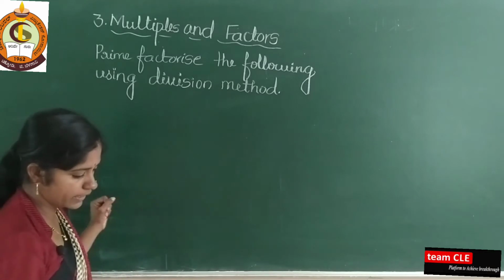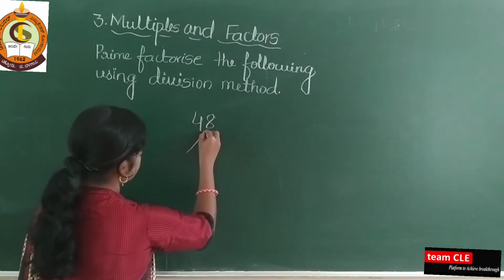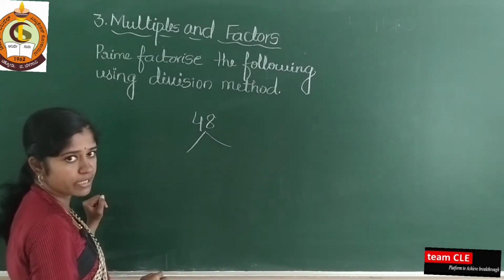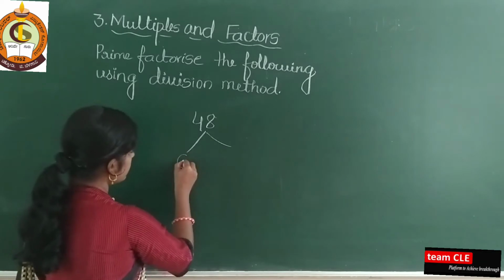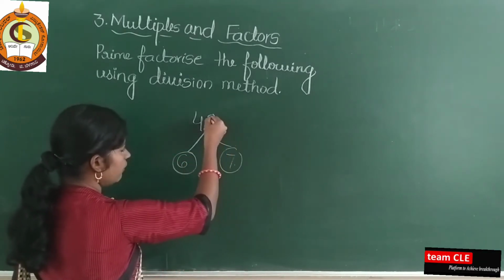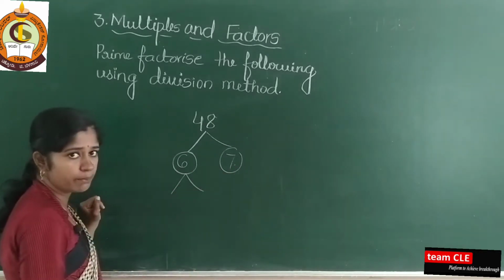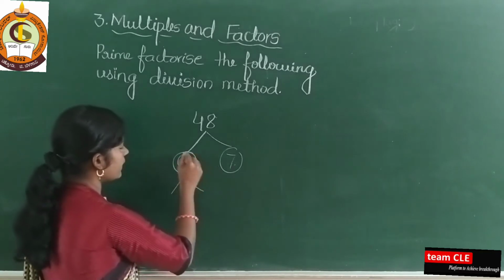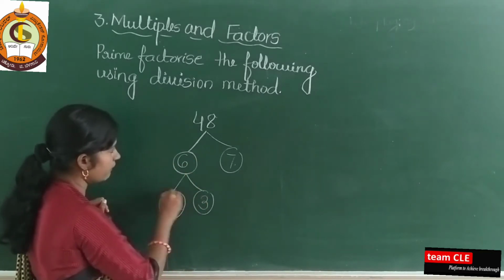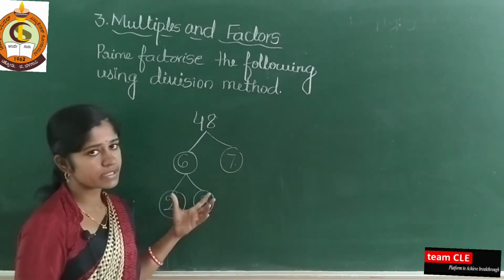Okay, so let us take one example. I will take here 48 and let us split this number. Then tell me, 48 is there in which table? 6 sevens are 48. So let's split this number because 7 is already a prime number. Take here 6, it is there in 2 threes are 6. So here prime factors of 48 are 2, 3 and 7. So this is a tree method.